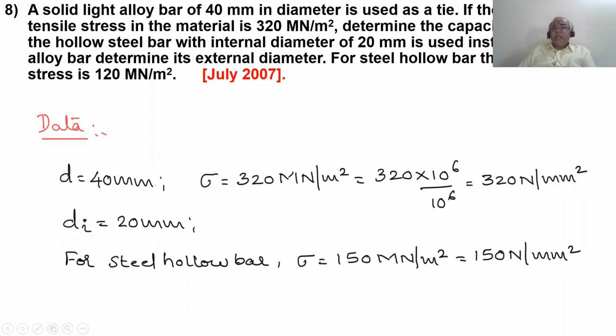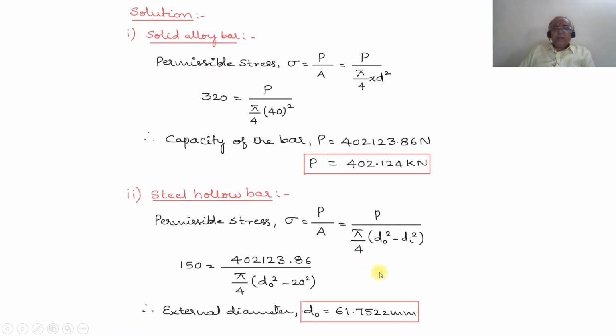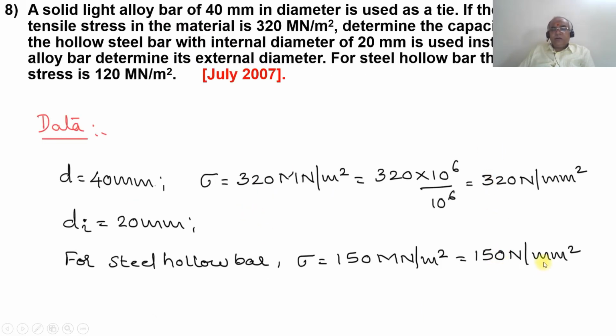So what is DI? The hollow steel bar has an internal diameter of 20 mm, so DI is given as 20 mm. For the steel hollow bar, what is sigma? The permissible stress of sigma is taken as 120 in the reference, but here we have taken it as 150. So we are going to take that as our value. In this problem, we have taken that value as 150 Newton per mm square.